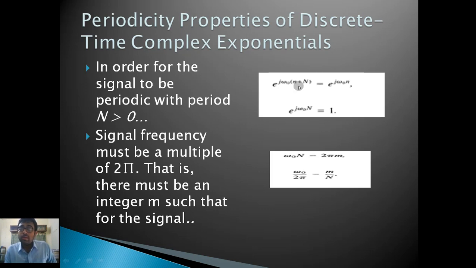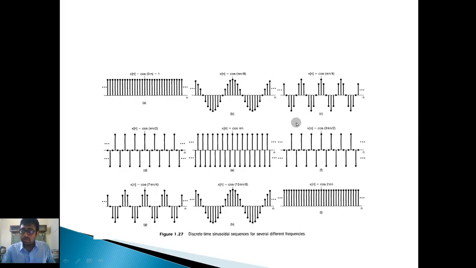Now e to the power j omega 0 times n plus N. N is the integer value of the signal, and plus N is the integer value after which this signal will be repeated as a periodic signal. Now the same thing applies: e to the power j omega 0 can be written as this. Okay, sorry.